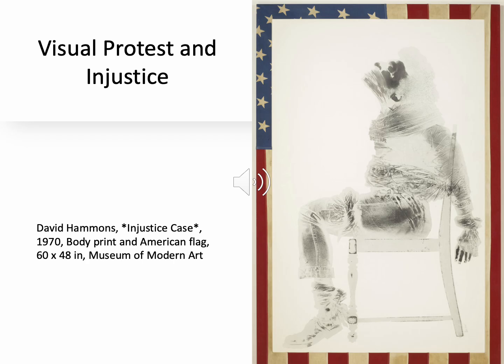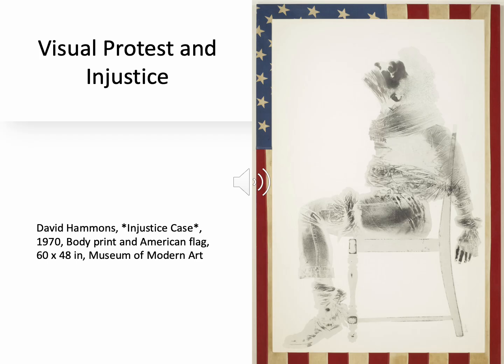David Hammons' Injustice Case is a visceral indictment of the American justice system's treatment of black citizens. Created in 1970, the piece uses a body print, literally the artist pressing his greased body onto paper and dusting it with pigment, to depict a bound and gagged figure confined by the frame of the American flag. This image directly references the trial of Bobby Seale, co-founder of the Black Panther Party, who was famously gagged and shackled during his court proceedings in 1969.